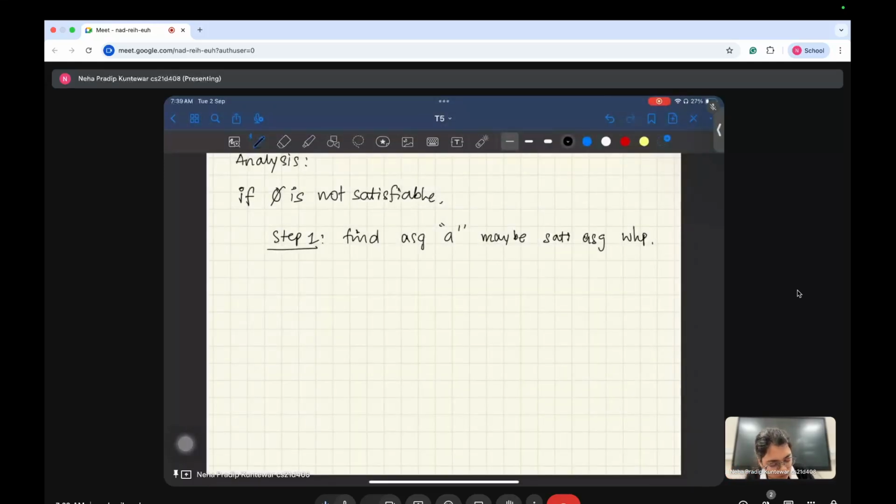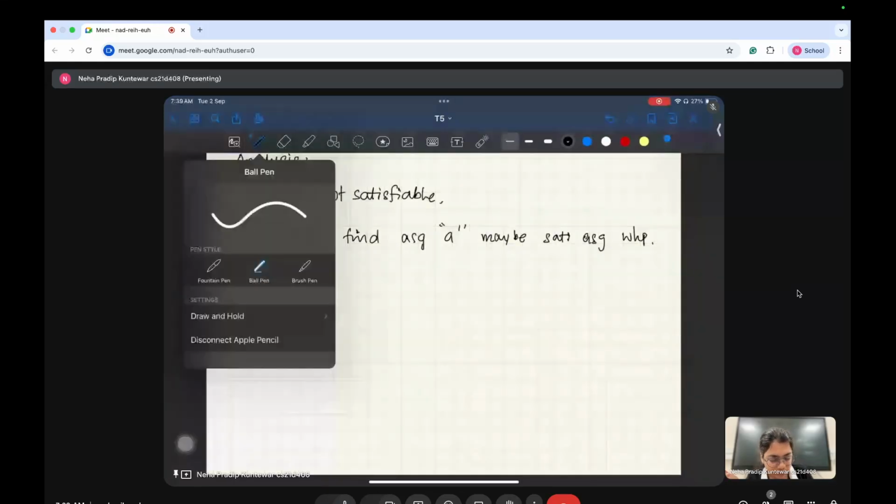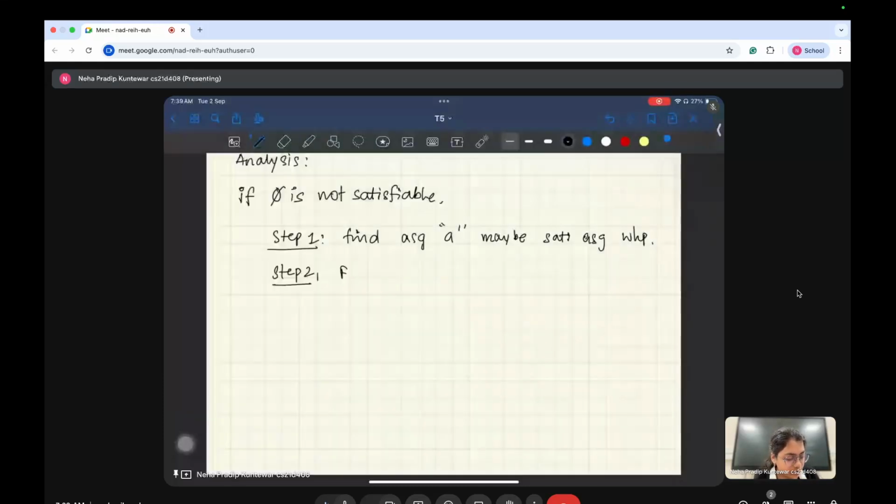Then in step 2 we're going to evaluate phi on A. Because phi is not satisfiable, phi of A is going to say 0, that is, it is not satisfiable. In that case, we are always going to reject. So this is what our algorithm does.